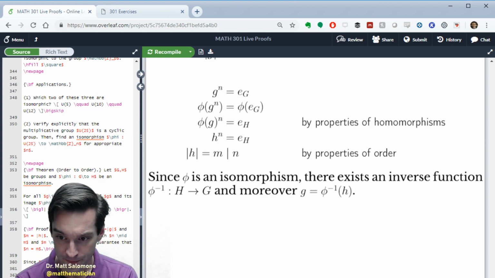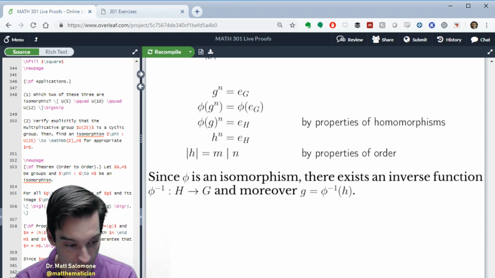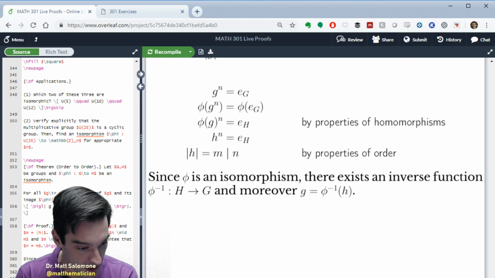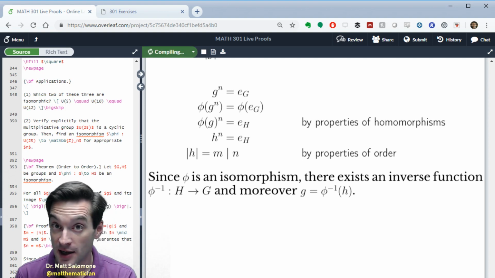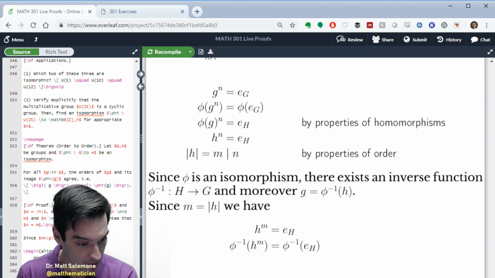Since m is equal to the order of h, we have, and now it's the very same argument from before, h to the m is equal to the identity element of the group H. Now I'm applying the inverse function, phi inverse, to both sides. Phi inverse of h to the m is equal to phi inverse of the identity element of H. And again, no real information content there other than that phi inverse is a function, so I can apply it to both sides of an equation.